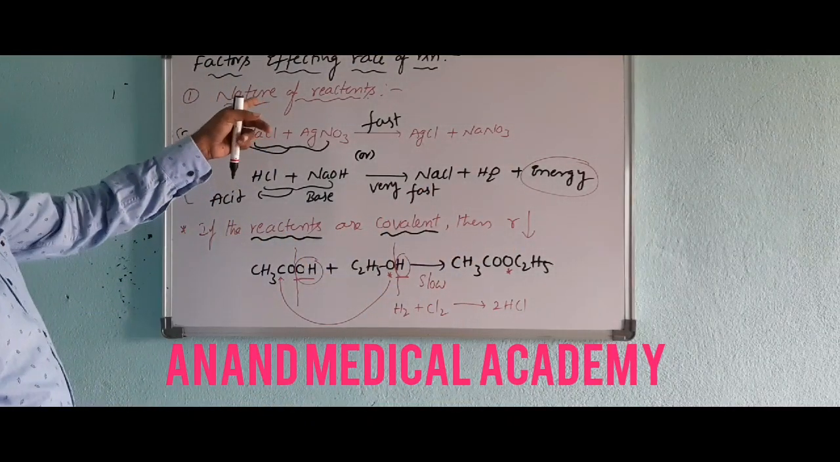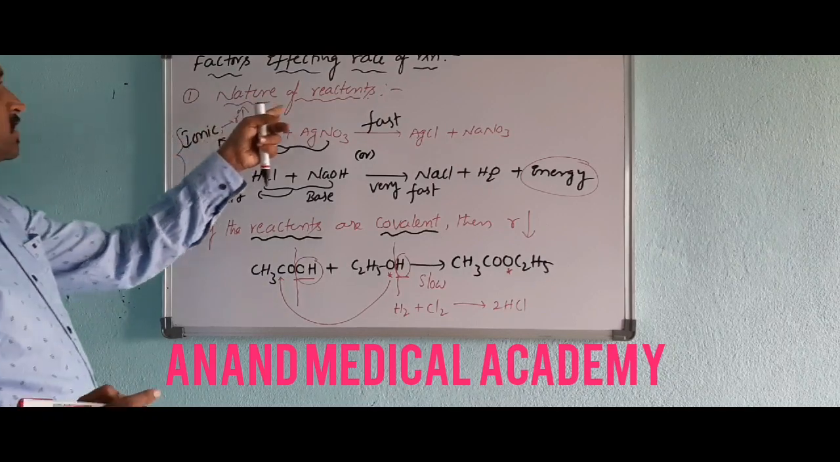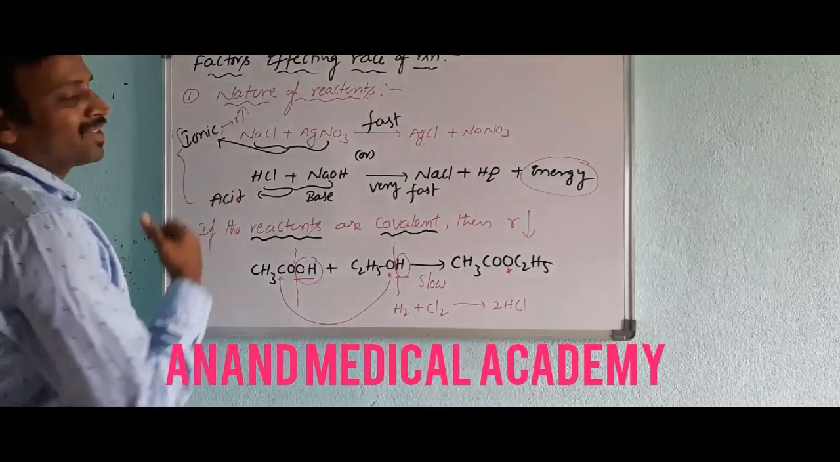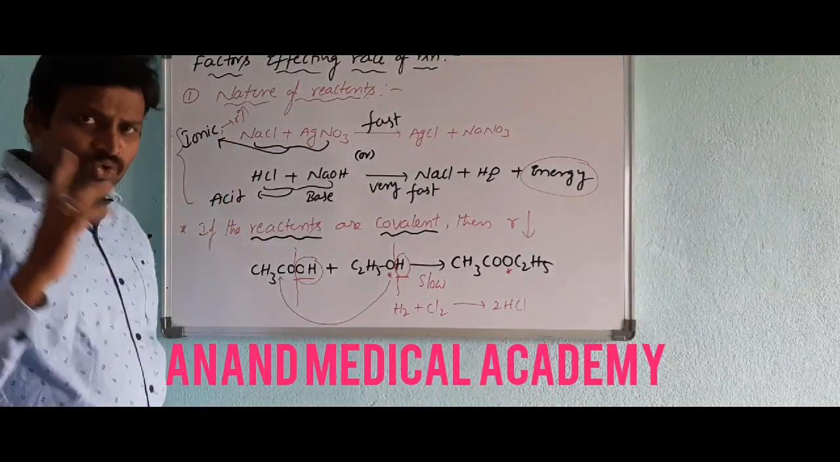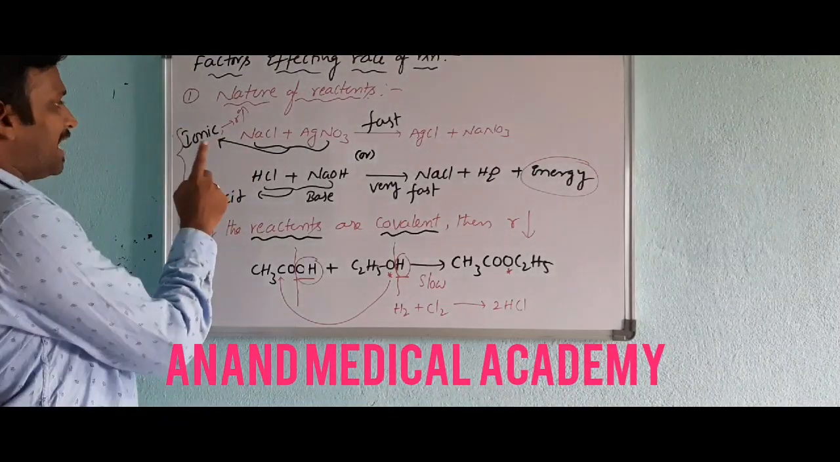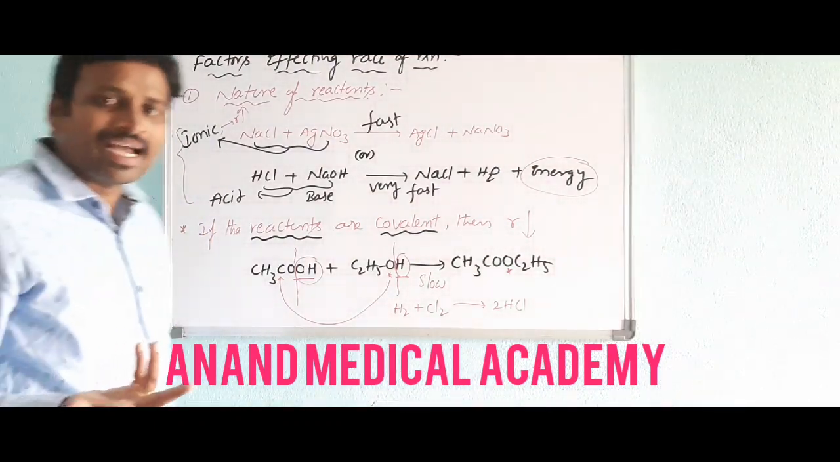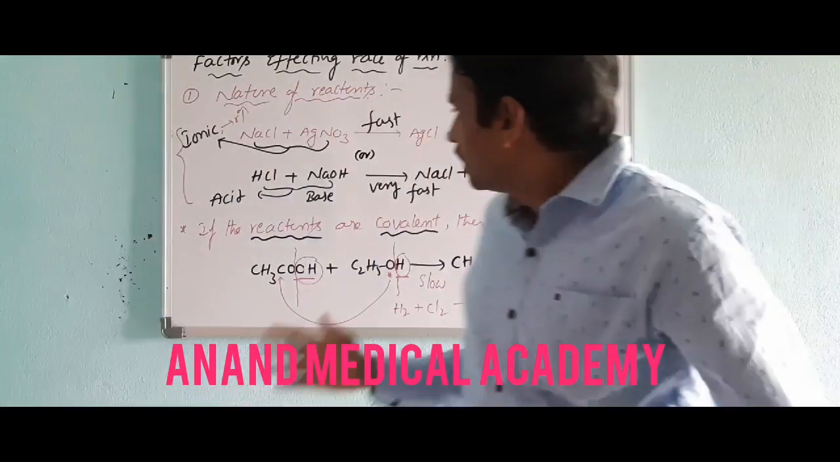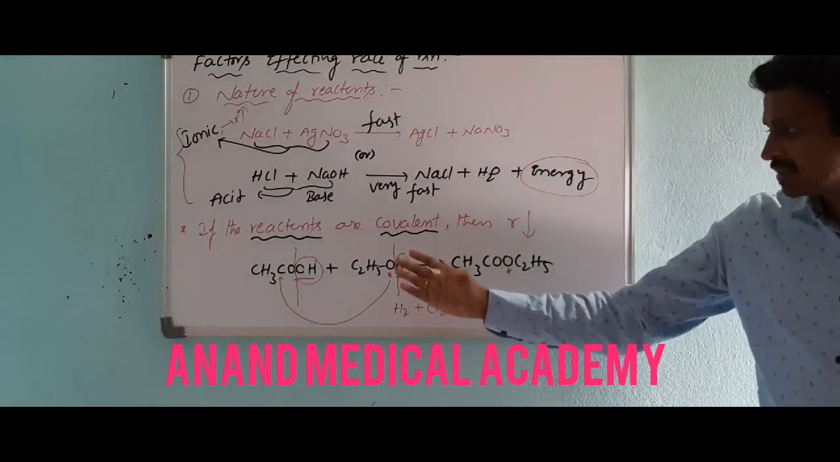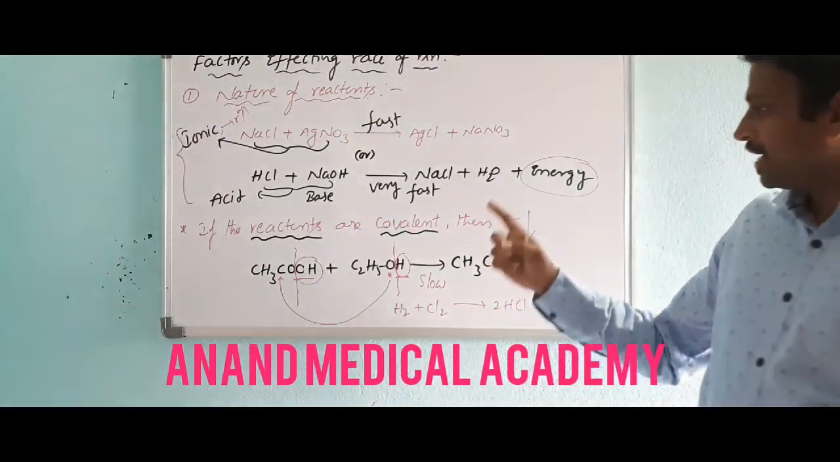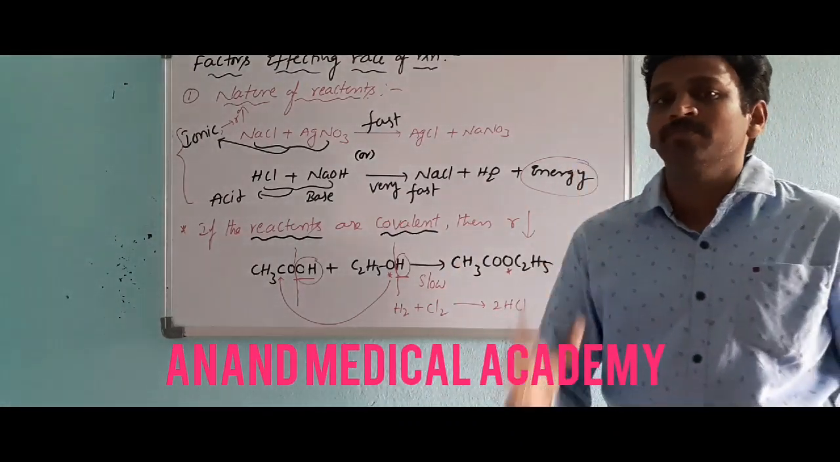So we discussed one factor, that is the nature of reactants, and how it influences the rate of reaction. I repeat, if the reactants are ionic or acidic, certainly the rate will be very high. If the reactants are covalent, certainly the rate will be low because old bonds have to break and new bonds have to form. That's it.